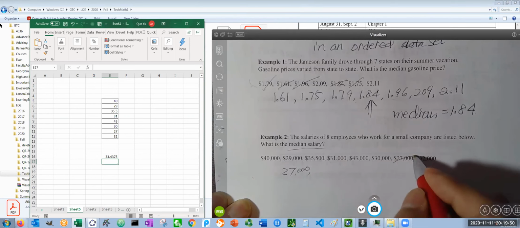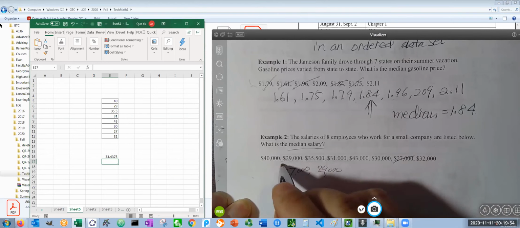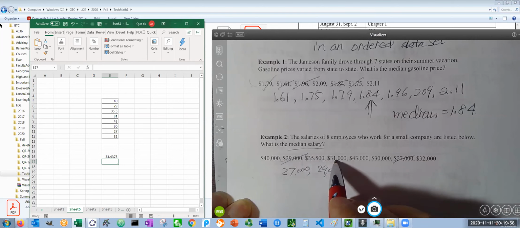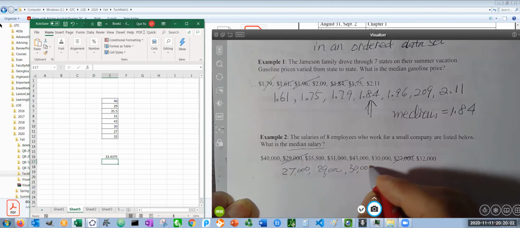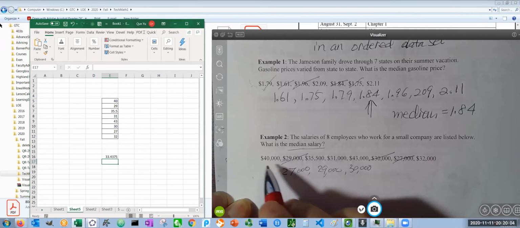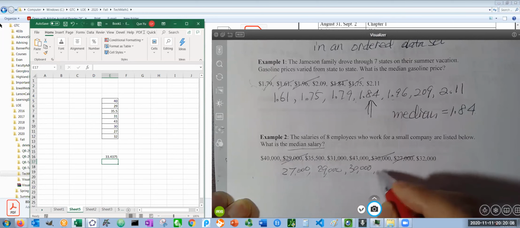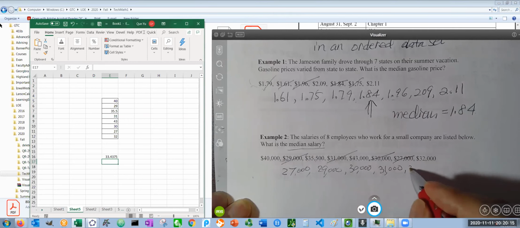And then this has another 29. No, let's start with 30. So 30. This one is gone. 35, 31, 32, 31. So 31,000. This one is gone. 35, 32. Yeah, 32.